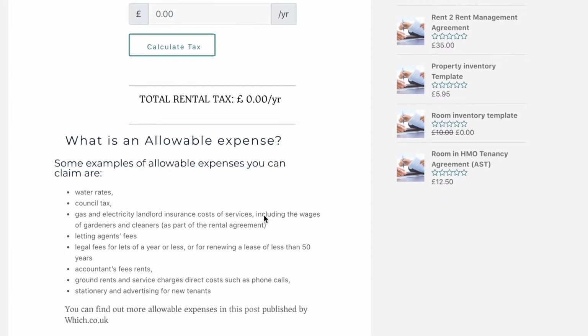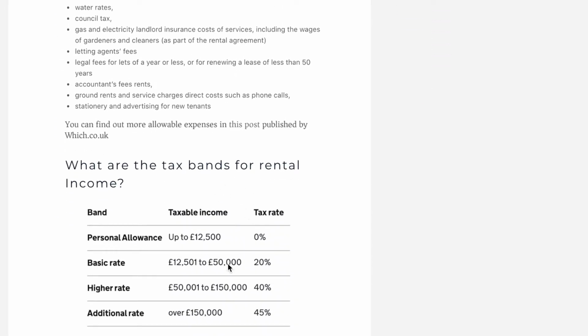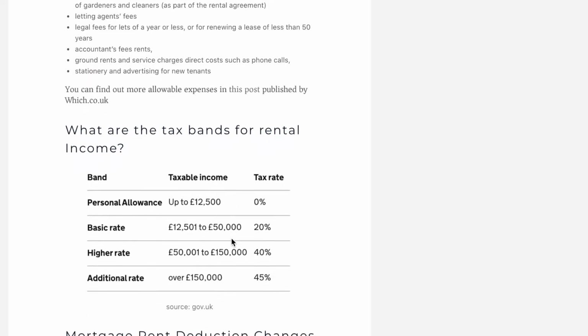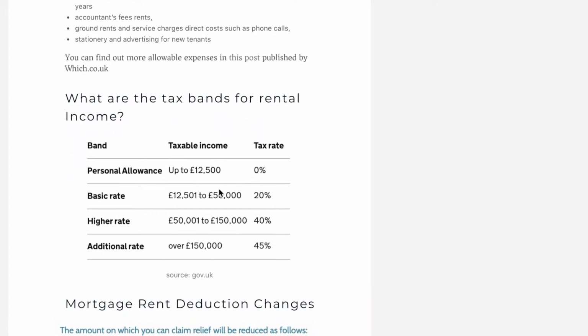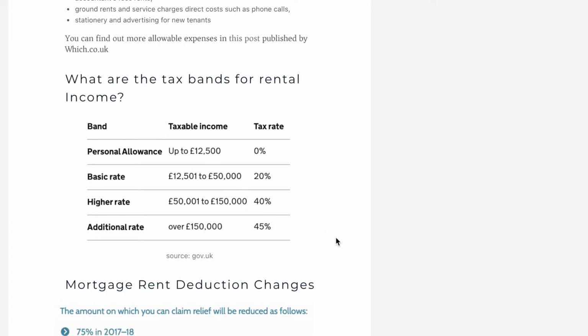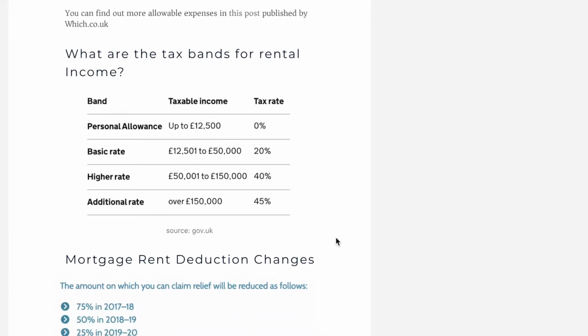Basically, I've put this information here just so you can understand how this calculator works. These are the tax bands in the UK, and depending on this, you can pay different amounts of tax. Two landlords that have the same rental income would pay different amounts of tax based on how much money they make from their other jobs, so it's quite tricky.